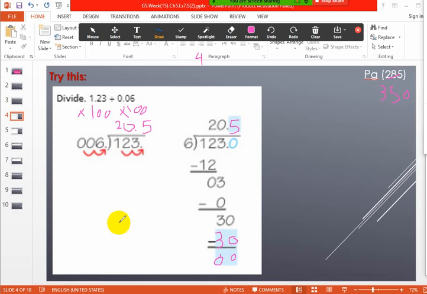20.5. So if there is no decimal division, I have to put it as a remainder. But here, because I have a decimal division, I will use the decimal part to help me continue the division.